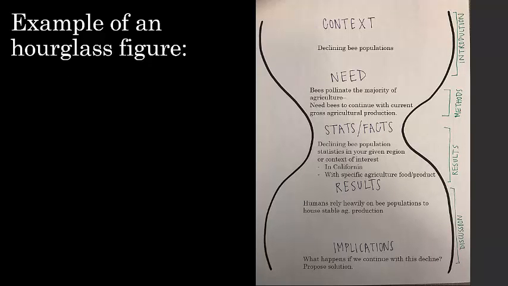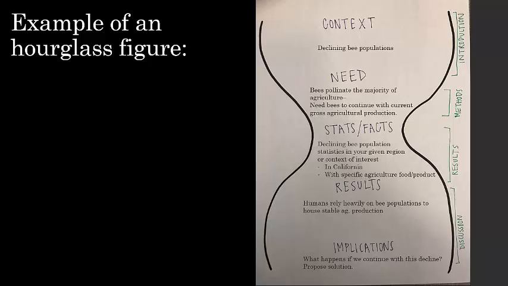So the topic that I chose is declining bee populations, and for the context, that's just what you're looking at. Think about what's the issue going on that you're interested in, and that would be the context of your paper. So the need: underneath the need, you're going to think about why do we need to look at this? Why do we need to study declining bee populations? For this example, I said that bees pollinate the majority of our agriculture. So we need a healthy population in order to continue with our agricultural production for our growing population.